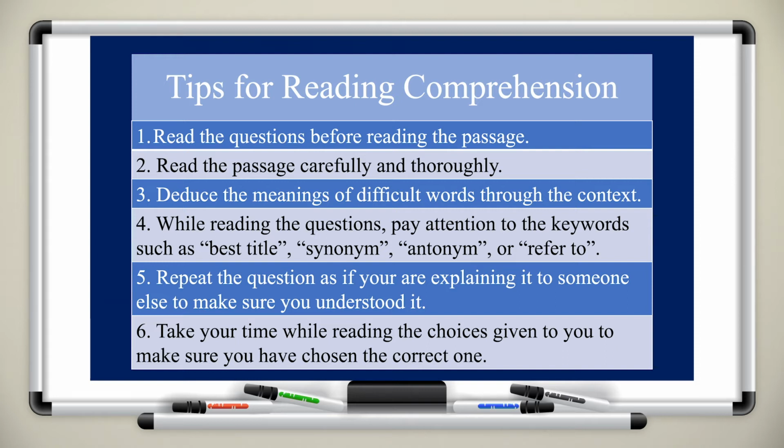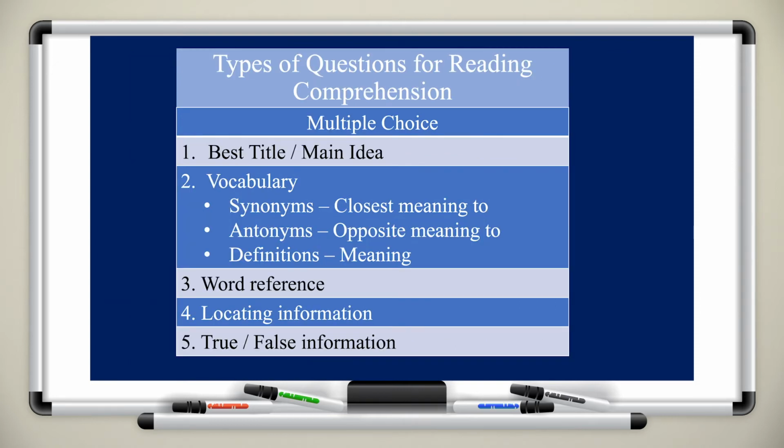Number five, repeat the question as if you are explaining it to someone else to make sure you understood it. Number six, take your time while reading the choices given to you to make sure you have chosen the correct one. Now, types of question for reading comprehension. We have multiple choice, best title, main idea, and vocabulary, synonyms, antonyms, definitions. And also we have word reference, locating information, and true or false information.